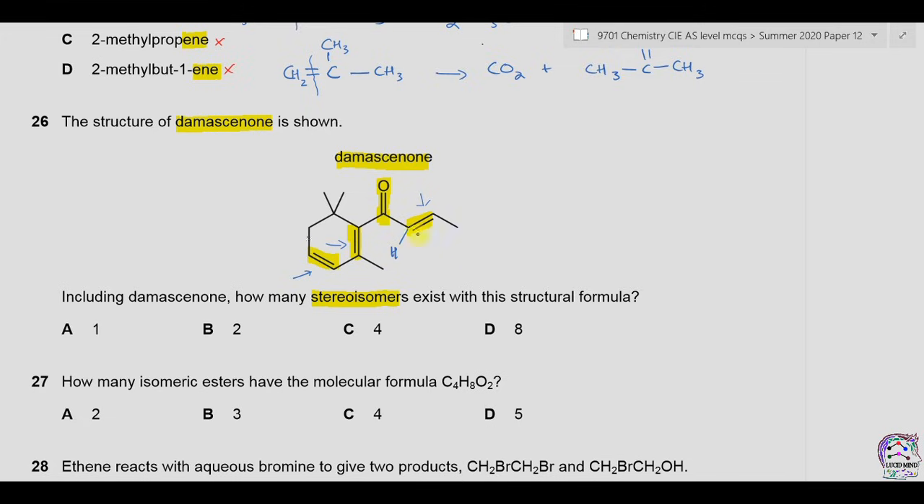This carbon atom has one hydrogen atom on this side and one hydrogen atom on this carbon atom. So this is the trans isomer of damascenon. The cis isomer will be when the two hydrogen atoms are on the same side. So we have cis damascenon and trans damascenon. So we have two isomers, so therefore the option is part B.